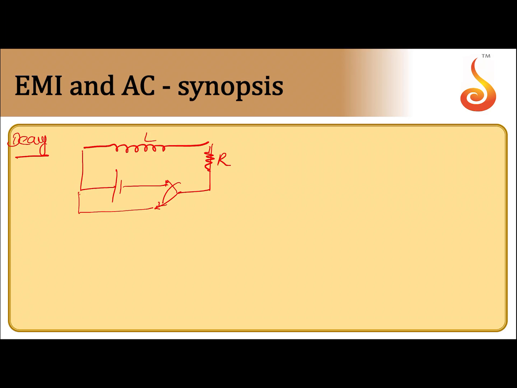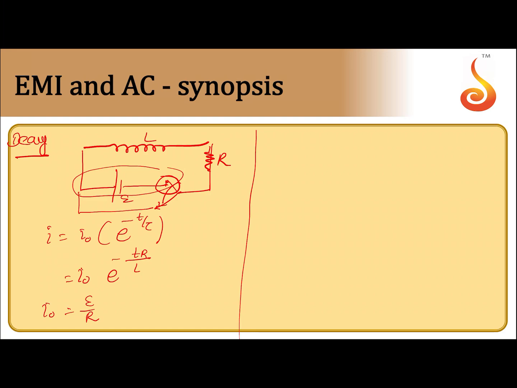Then for such a circuit, remember this is the circuit, this other part is not going to participate, it is a defunct part, and for such a circuit, the expression for the decay current is given by I naught into e to the power minus t divided by tau, or I naught into e to the power minus t divided by L by R. I naught is given by E divided by R.